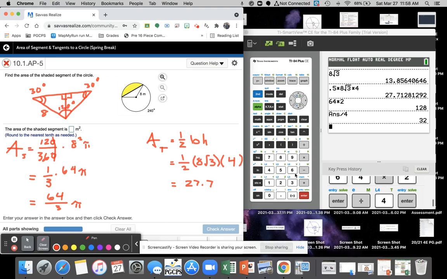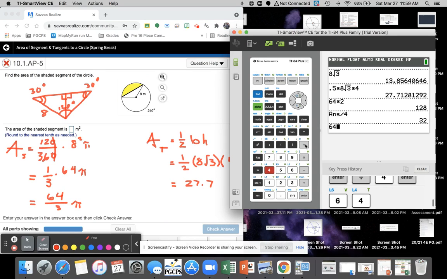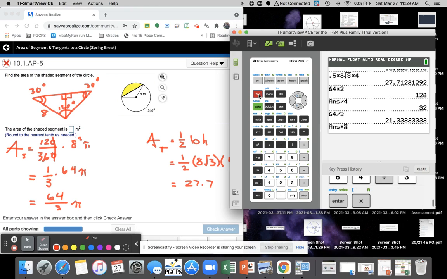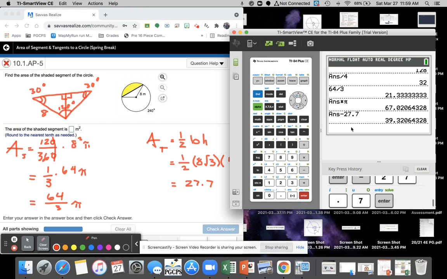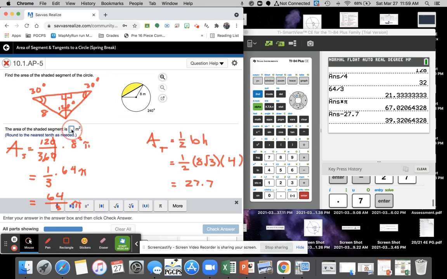So now let's do 64 divided by 3 times pi. That's 67. So let's do that subtracted by 27.7, which gives 39.3. So our answer for this particular problem should be 39.3.